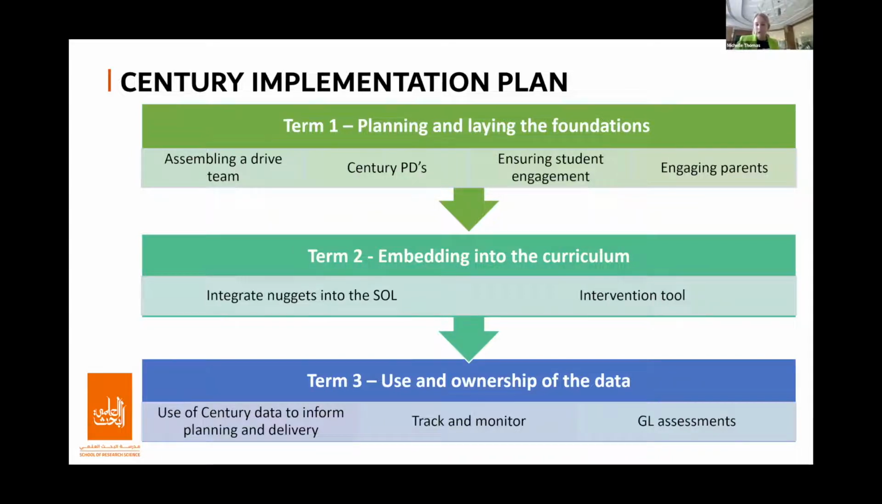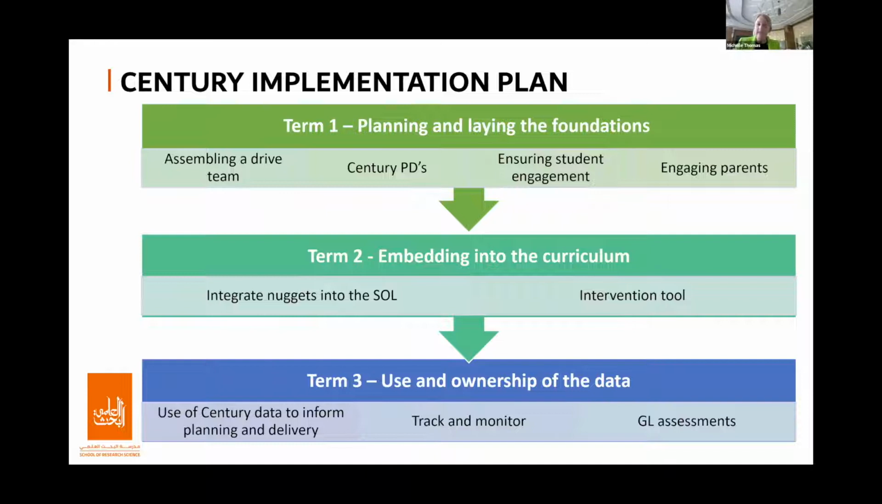And then the third term is looking at the data, because there's a lot of data. Like anything, you can get so much data, and it's how you use the data. And one of the interesting things for us is seeing how that data, we're here in the UAE, in Dubai, we have compulsory GL assessments that we do every year, and we're judged externally on those. And I'm going to show you the success we've had.